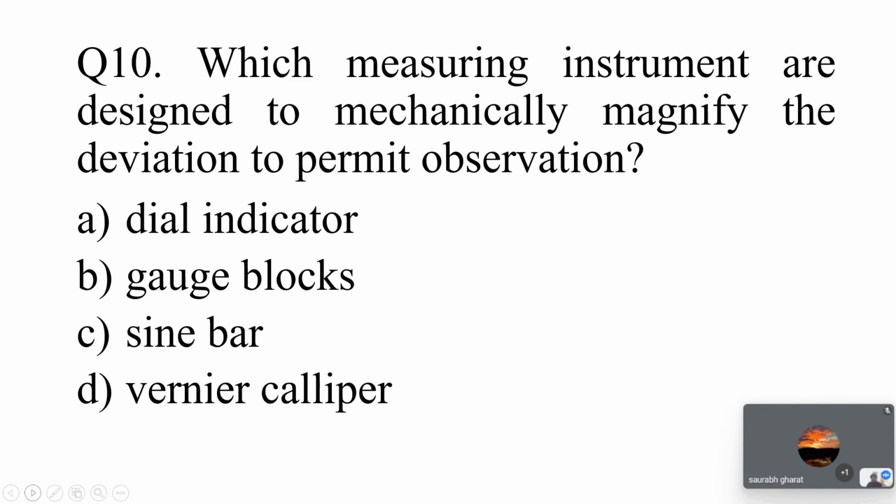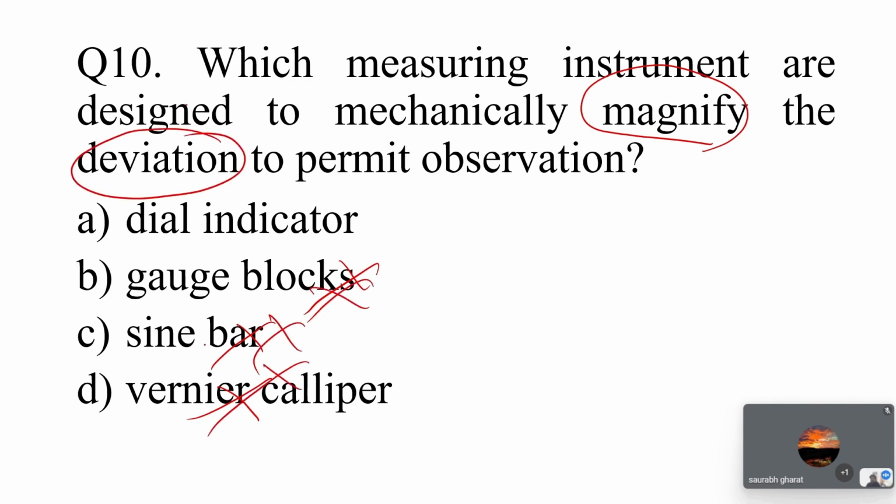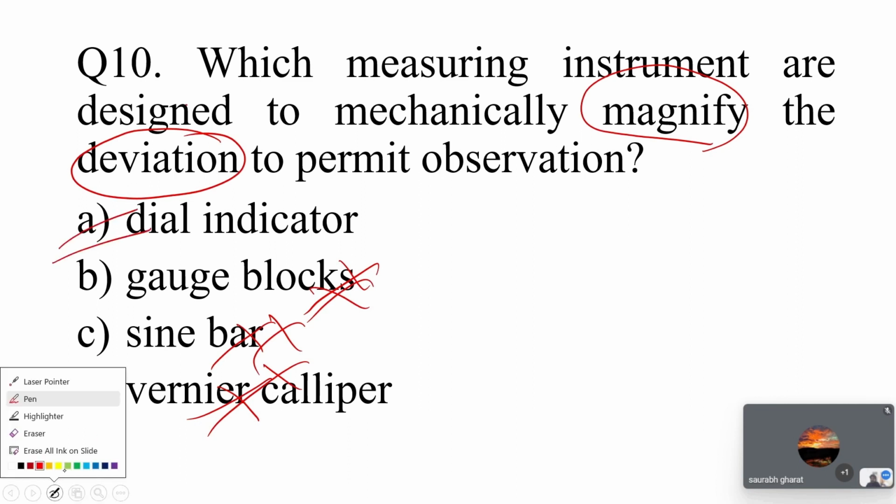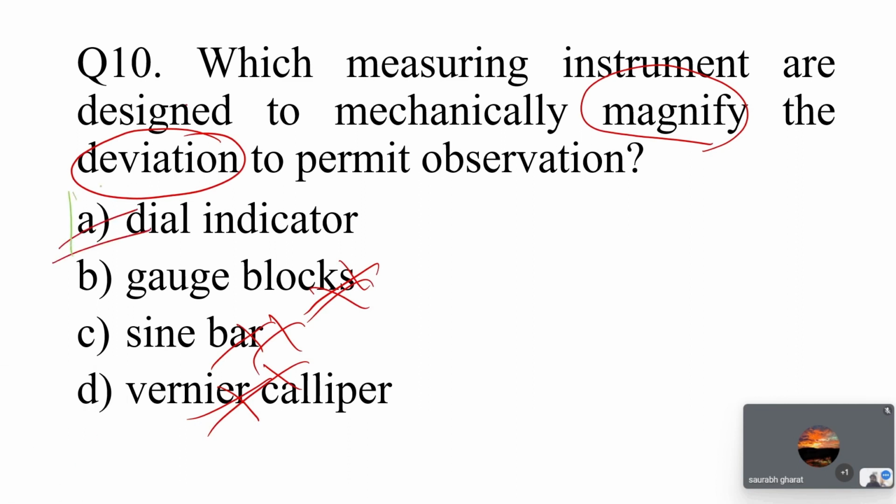If we go to the slides, you will definitely get the answer. Gauge blocks are not used for magnifying. Calipers are different too. They are not used to magnify the deviation. So what is used? Only a dial gauge can be used. A dial gauge is actually used.